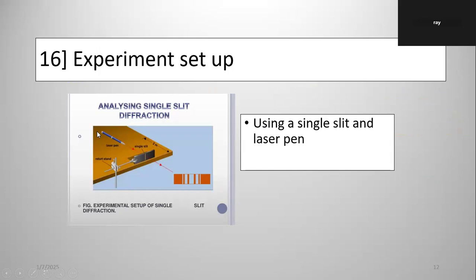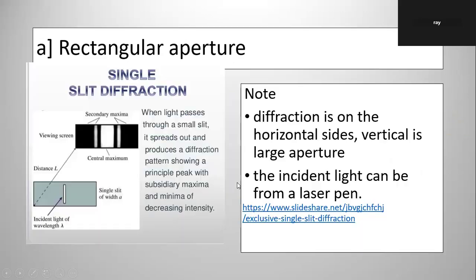For light, you can use a pen laser, and then there's your slit there, single slit. That's what you observe. Bright, dark, bright, dark. The center one is wider. Don't need to go into too much detail, just roughly. Not mentioned in your syllabus.